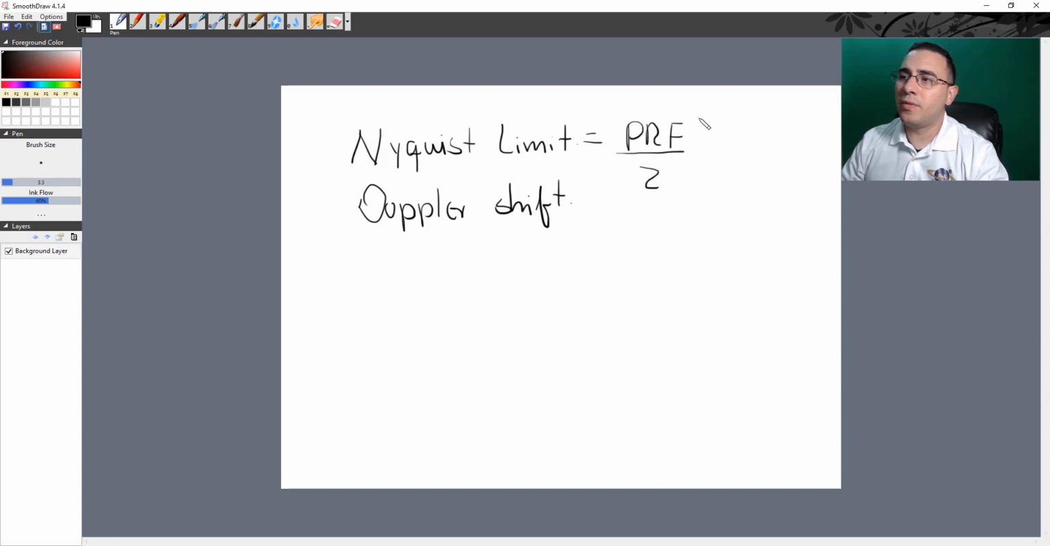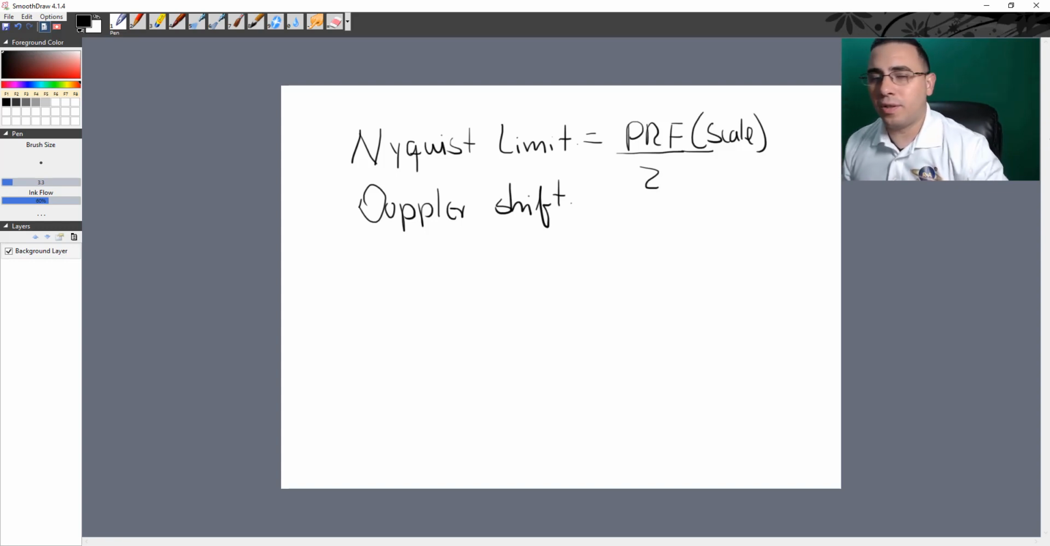And this pulse repetition frequency has another name. We call it the scale. And please do not confuse this pulse repetition frequency of the Doppler signal with the pulse repetition frequency of the ultrasound. Both are different. Remember what I told you in the beginning of this lecture? It's like having two different machines in one. The ultrasound has its own pulse repetition frequency, which is basically determined by the depth of view, and the Doppler has its own pulse repetition frequency, which is the scale.